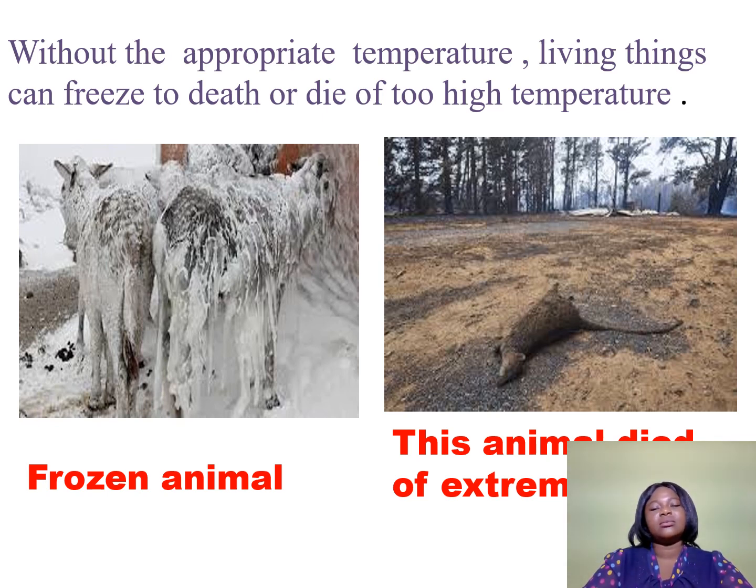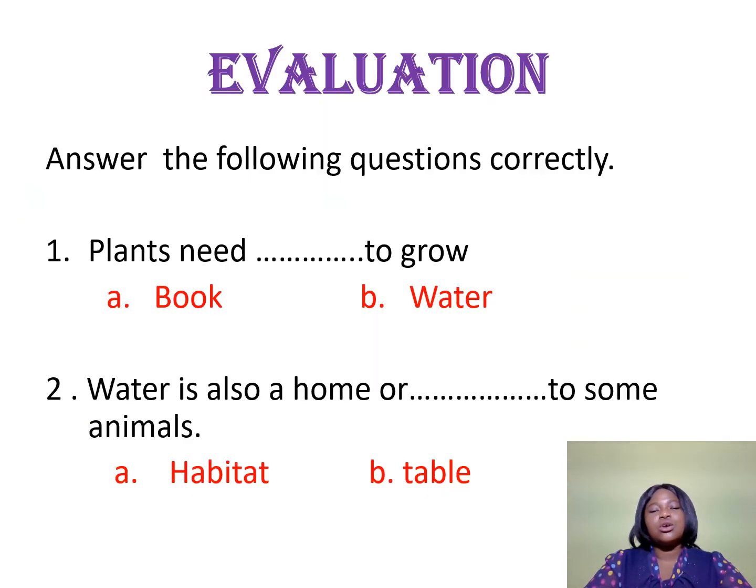Frozen animals. Look at them. And this animal died of extreme heat. The weather was too hot for the animals, so it died. And the temperature was very cold here, so the animals got what? Frozen. Good. Today we are done with our lesson. Yes, what have we learned today? Basic needs of living things. We need food, we need shelter, we need water, we need air to breathe.